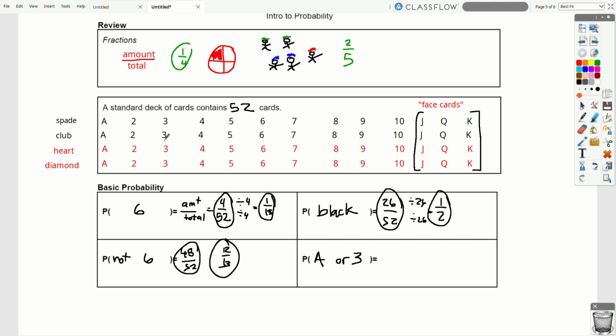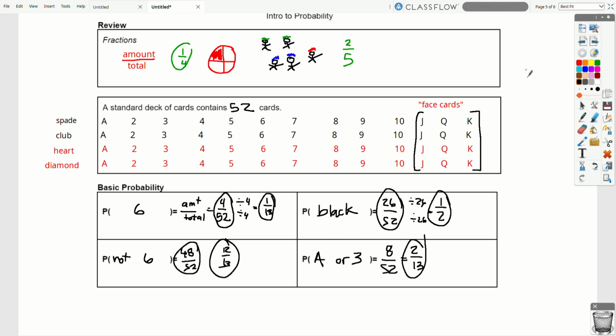Probability ace or 3: how many aces are there? There are 4. How many 3s? 4. 4 plus 4 is 8. So when it's or, we kind of add them together, over 52, which once again we can simplify to 2 over 13.